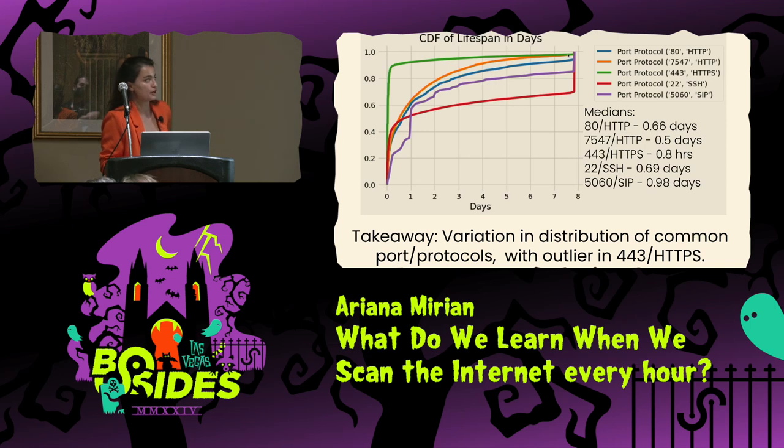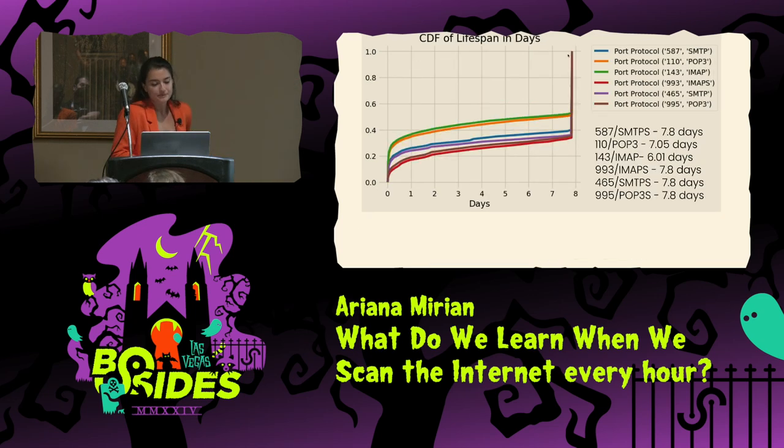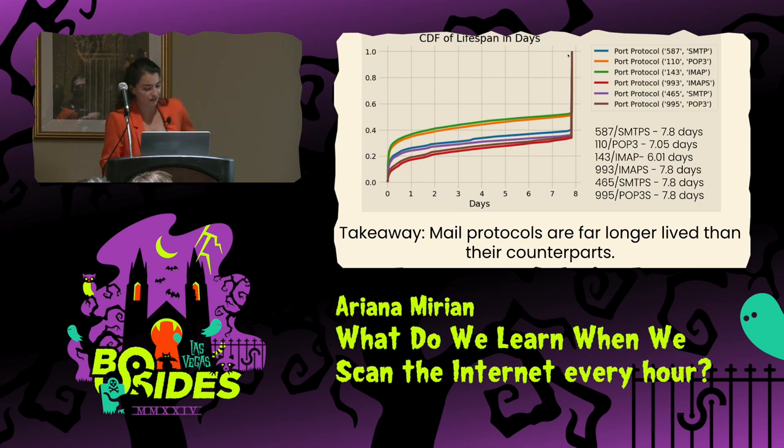I want to show you another set of port protocols for comparison that have very different intentions. A lot of these were HTTP, HTTPS, SSH, TCP, SIP. This graph is all mail protocols. Again, just a quick background for those of you who don't know, email has its own set of ports and protocols. These distributions look very different. Those straight lines are super pronounced. And if you look at the medians on the right-hand side, sorry, I forgot to type the medians, they are all between 6 and 7.8 days, which is the maximum of the experiment duration. So what we find is that mail protocols are far longer lived than their counterparts.